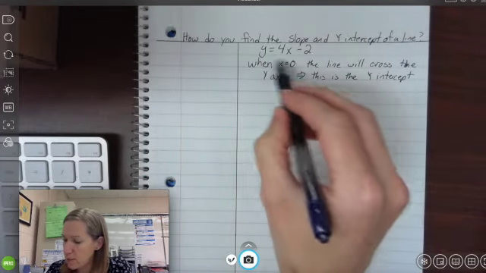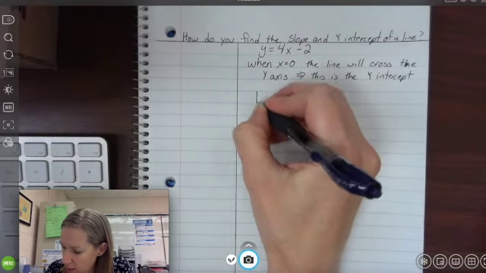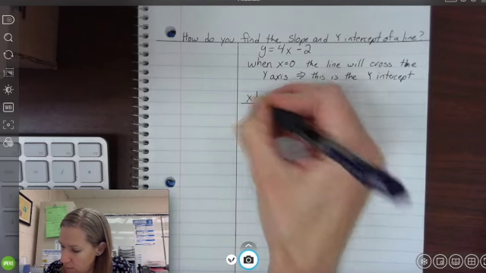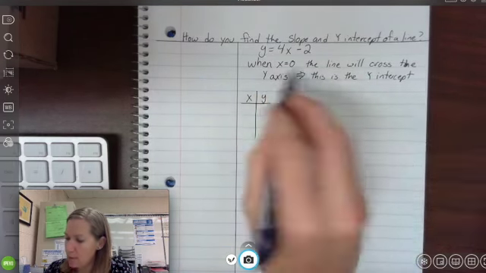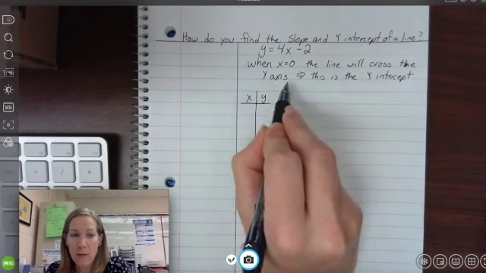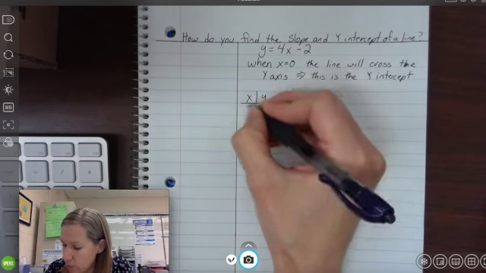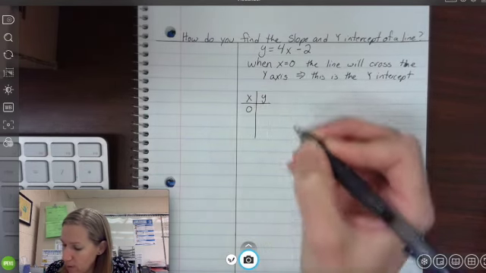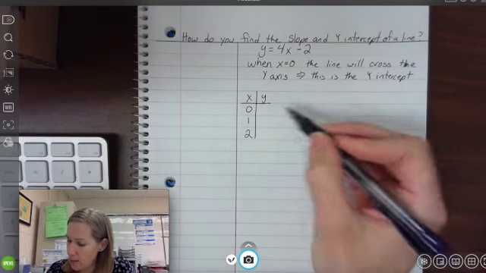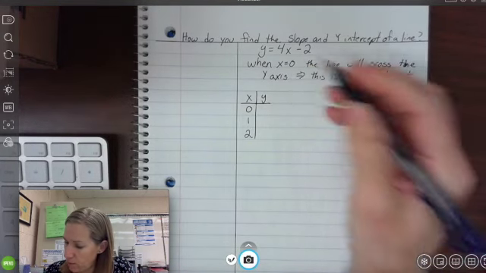So for this equation, we're just going to make an x, y chart over here. And remember, when x is 0, that's when we'll find out where the line crosses the y-axis. So it's important to make x 0, and then I always like to choose 1 and 2. So let's go ahead and put 0 in for x.